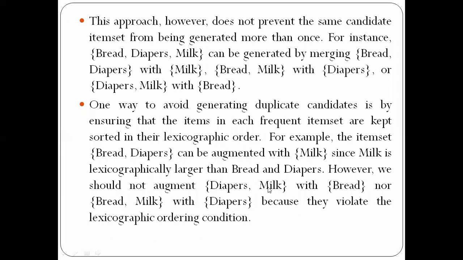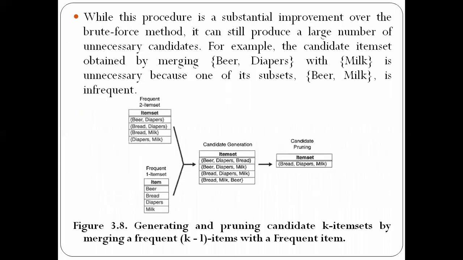But we can't combine diapers and milk with the bread, because diapers and milk are not in lexicographic order with the bread. In the same way, bread and milk cannot be combined with diapers. Again, bread and then milk we have got, but diapers comes in between bread and milk. So we can't combine such items. In order to avoid the same candidate item set generation, we combine the item sets only if they are lexicographically arranged. That is the second approach.